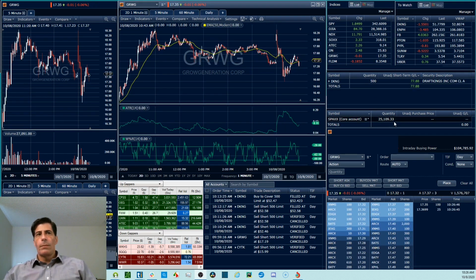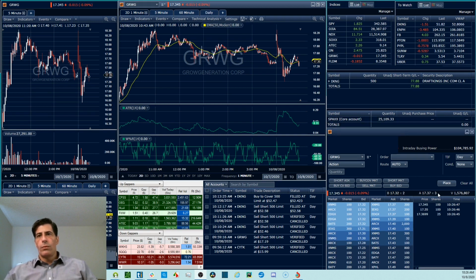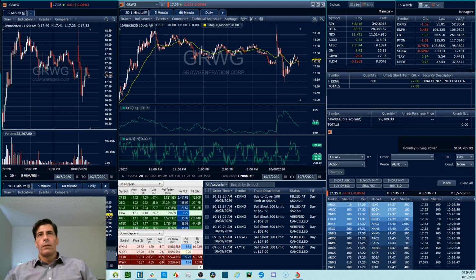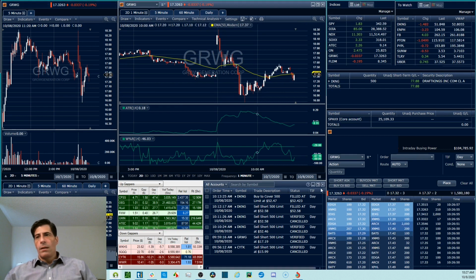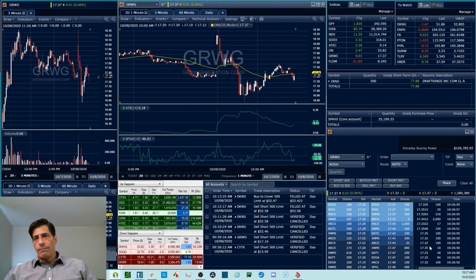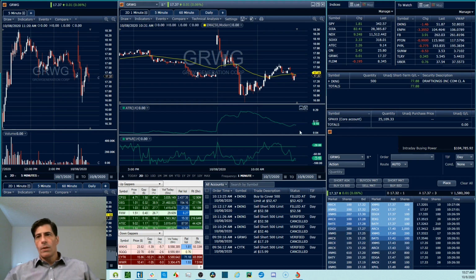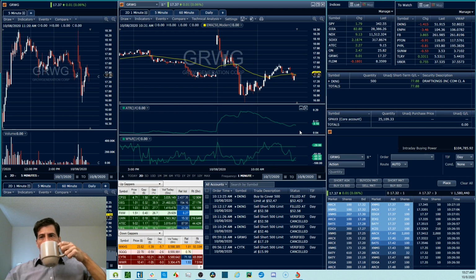Alright, so flipping back to Grow Generation. Interesting bounce around here. I mean, more of a chart to look at. Here's the 5-minute. Let's watch the tape and just see if we see anything interesting. So we got a 5-cent spread. The ATR's come down to about 10 cents. I want to keep an eye on DKNG as well. Let's just see what we can see.